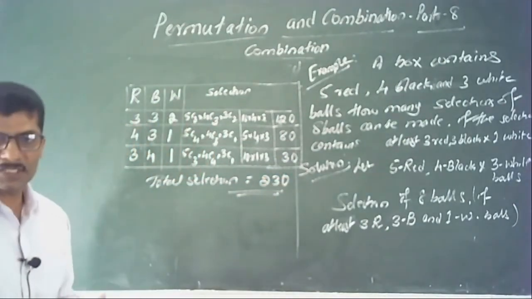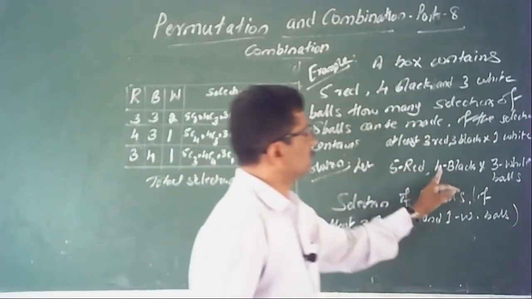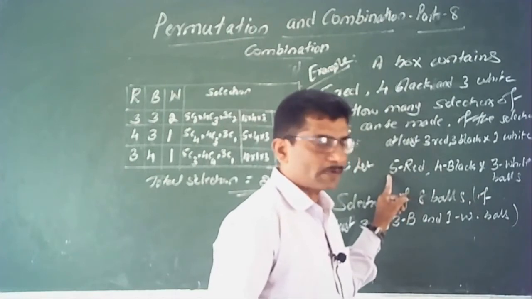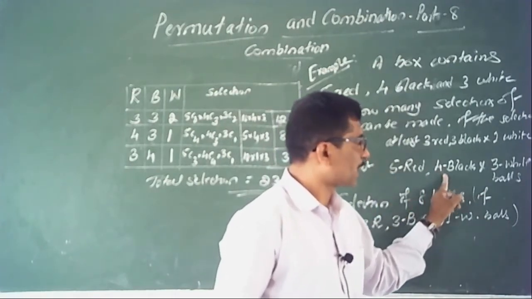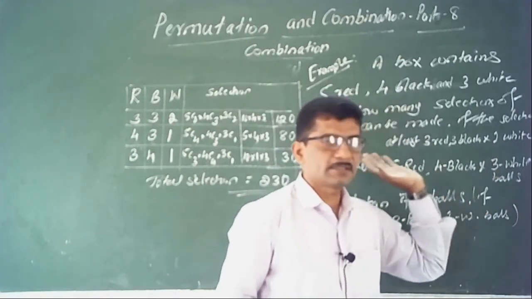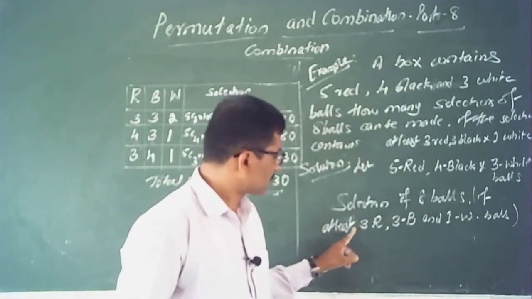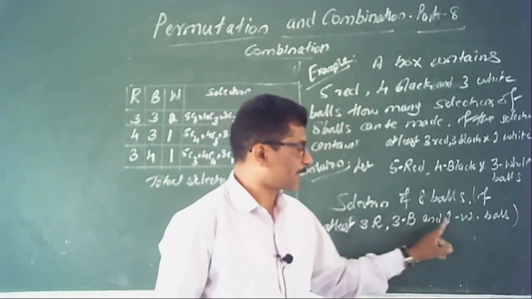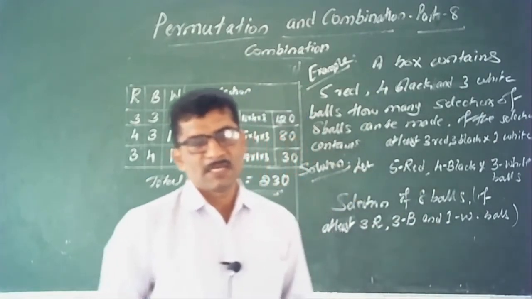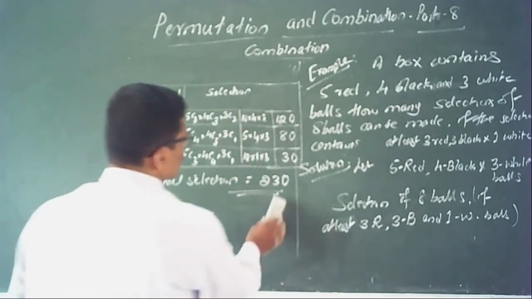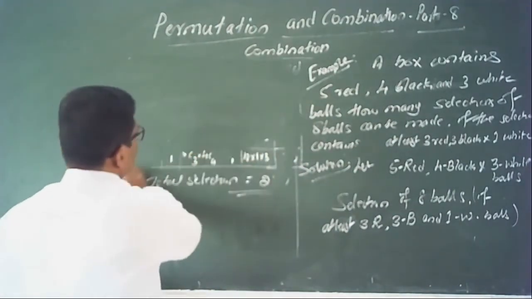What are the conditions? 5 red balls, 4 black and 3 white balls. The selection is 8 balls out of 5 red, 4 black and 3 white balls. The condition is it contains at least 3 red, 3 black and 1 white ball. These are the very simple questions.